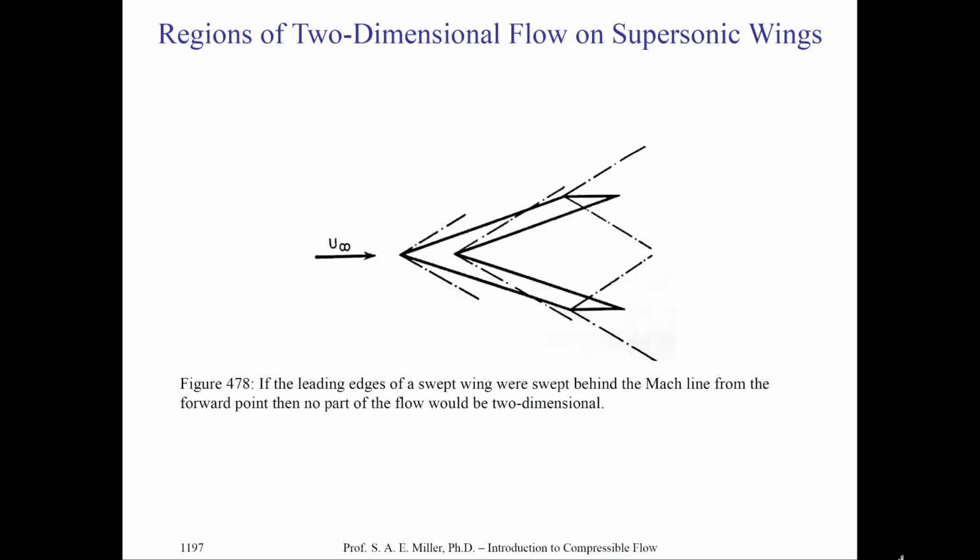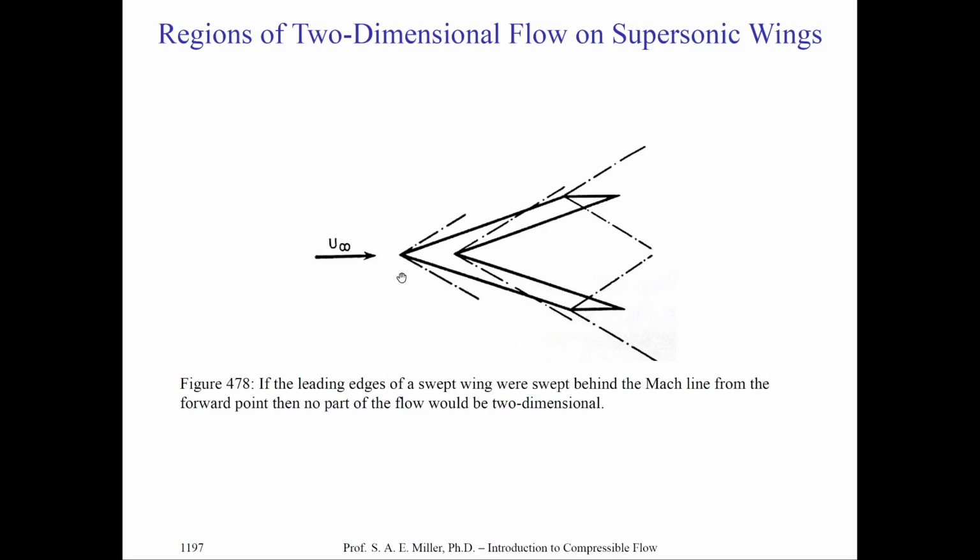Now, if we sweep the wings back even more and make the same diagram, we might say that the leading edges are behind the Mach lines from the forward point, and therefore no part of the flow would be indeed two-dimensional in terms of the flow. It does not conform to our two-dimensional MOC theory.